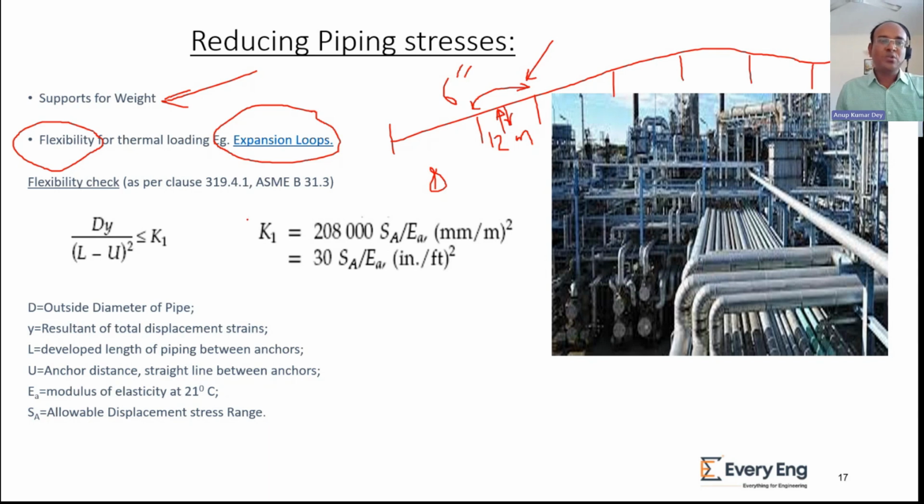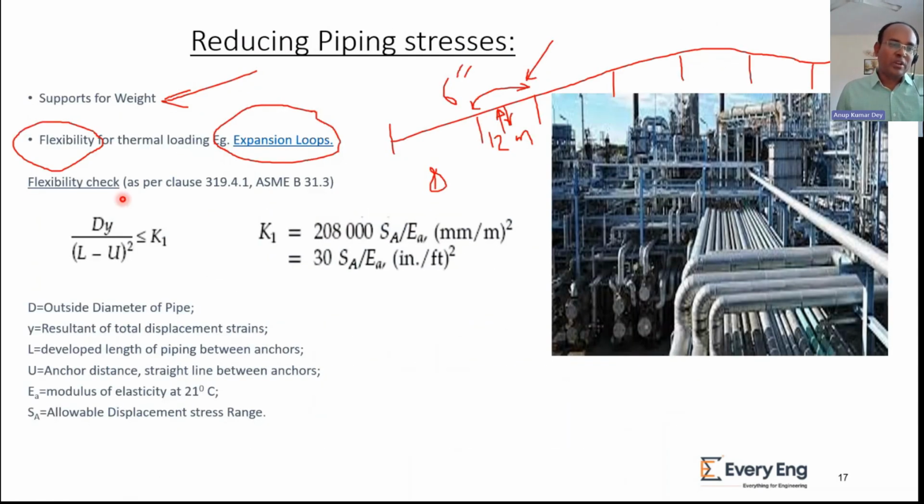Now, do we need to analyze all the lines or not? The code gives us a simplified formula, and it says that if your pipeline is meeting this requirement, Dy / (L - U)² ≤ K1, then you can omit or remove those lines which are meeting this criterion from your formal stress analysis requirement. Otherwise, you have to perform stress analysis for all other lines. The terms or terminologies you can study from the code itself.